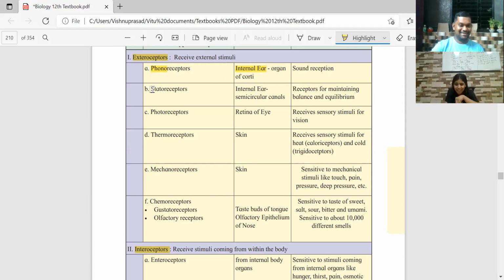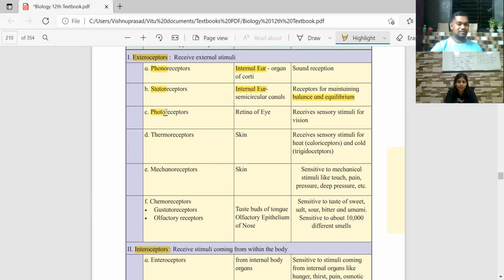Second one is statoreceptors. Present in your internal ear, but another part of the internal ear. Internal ear is very complicated structure. We'll see that. पहला वाला organ of Corti में था. This one is in the semicircular canals. First one was for sound perception. This one is for maintaining your balance and equilibrium. Your body balance and equilibrium.